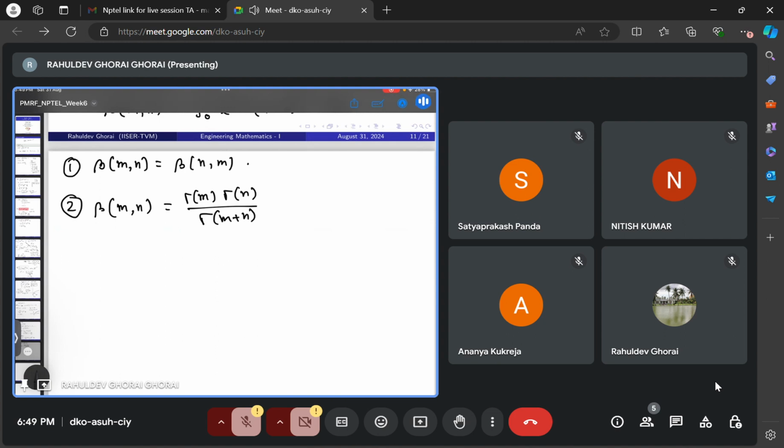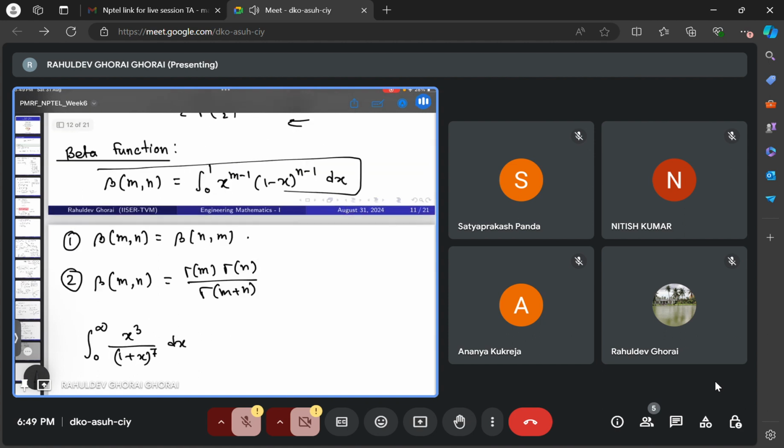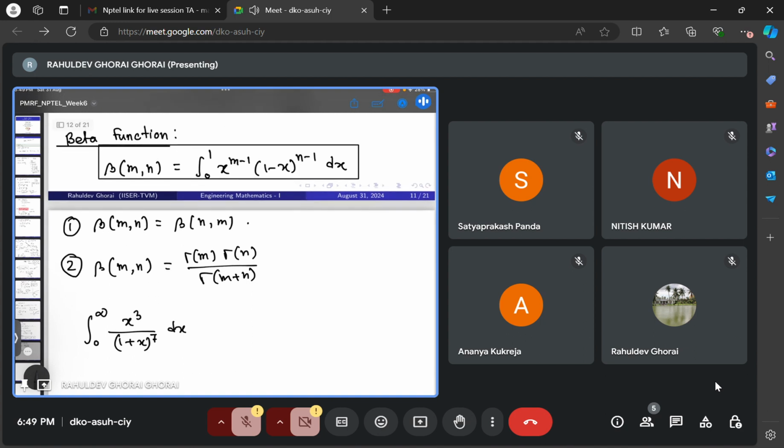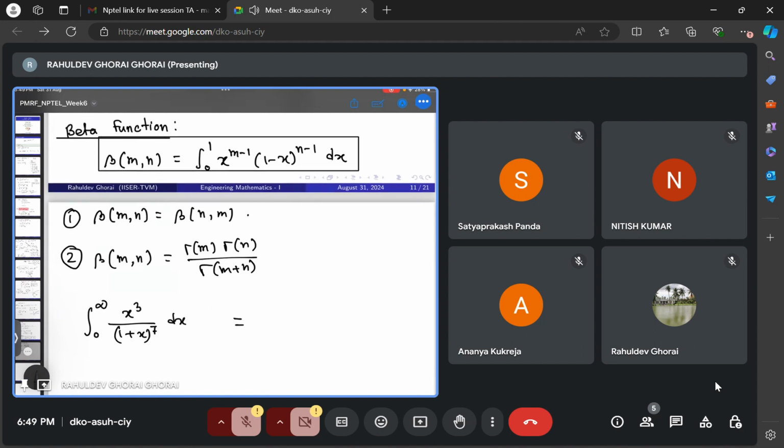Let's say you have an integration from 0 to infinity of x cube over 1 plus x to the power 7 dx. First of all, try to change this in terms of the beta function. It should look like this: beta of m, n equals the integral from 0 to 1 of x to the power m minus 1 times 1 minus x to the power n minus 1. So try to build it in such a way that it is in the form of the beta function.